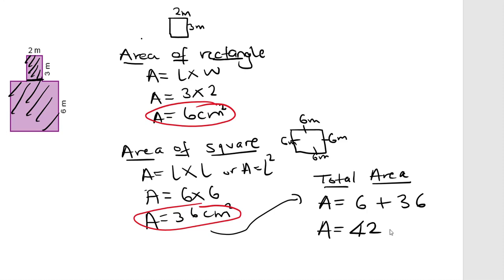42 centimeters squared. So make sure you write your units in your final answer. If you wrote centimeters squared here and there, that's fine as well. Okay, so we have found the area of this composite shape. That's our final answer. So this whole area is 42 centimeters squared.